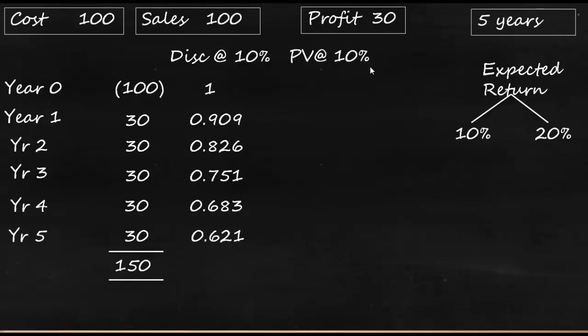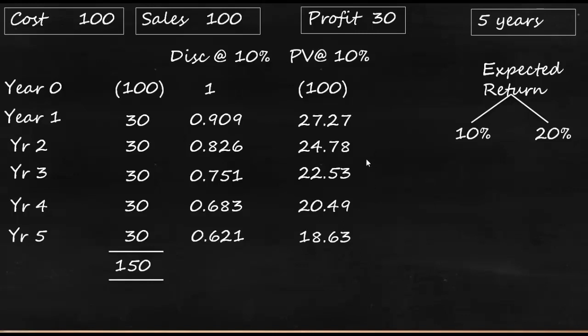So I'll have it here, present value at 10%. For this 100 it's going to be the same 100 because it is discounted at 1. But the 30 which we are going to receive after 1 year is not going to be 30. It will be 30 multiplied by 0.909, which is 27.27. So 30 rupees received after 1 year is equal to 27.27 today. And 30 rupees received after 2 years is equal to 24.78, and the list goes like this. So this is the money which is received over a period of 5 years.